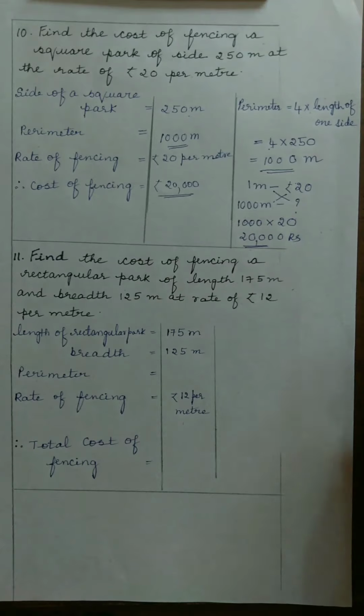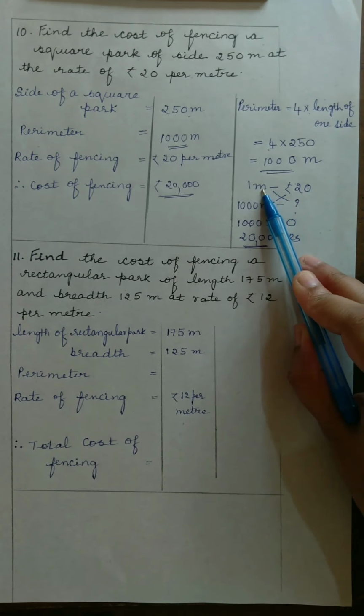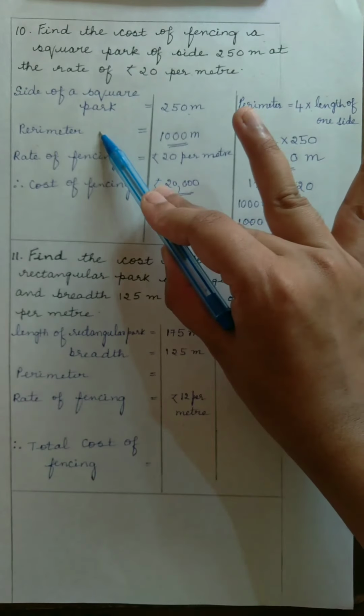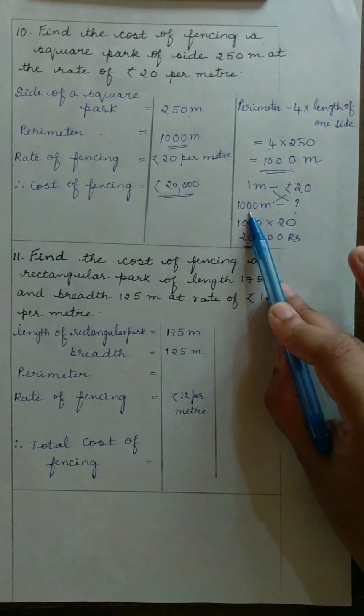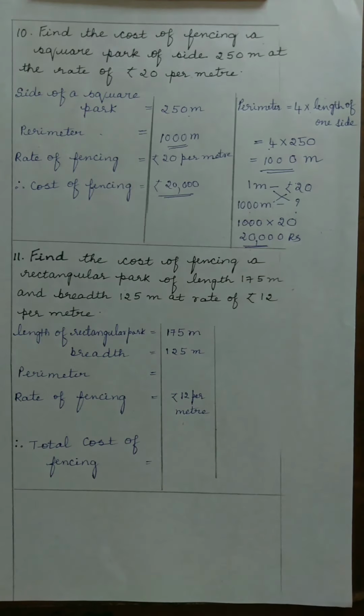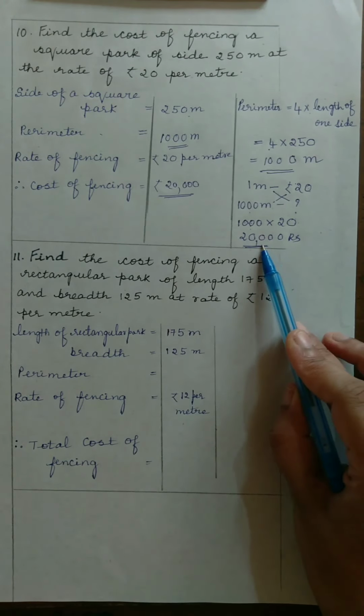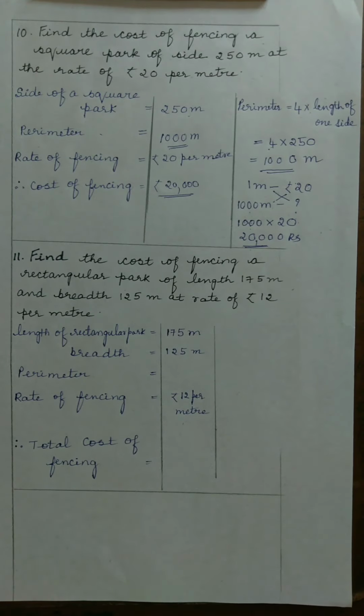The method used is, for 1 meter of the square park, the cost of fencing is rupees 20. Therefore, we got the perimeter value equal to 1000 meter. Then for 1000 meter the total cost we have to calculate. On cross multiplying 1000 into 20, we get the final answer equal to 20,000 rupees. So in order to solve this problem, children, first we need to find out the perimeter of the square park using the formula, perimeter is equal to 4 into length of one side. Then afterwards, we calculate the cost of fencing using this method, and this is the answer.